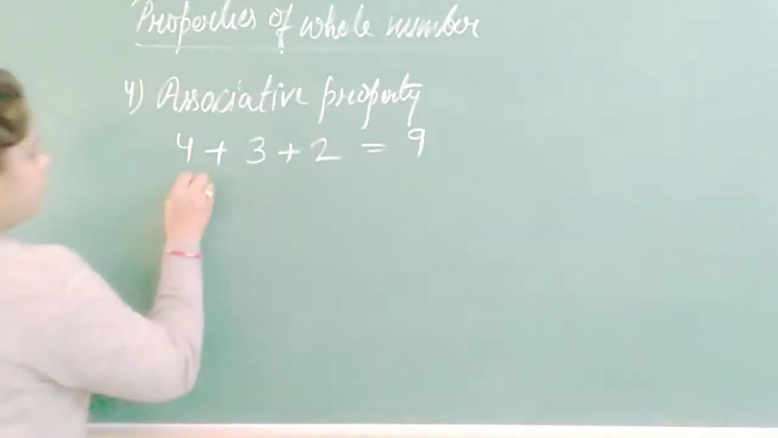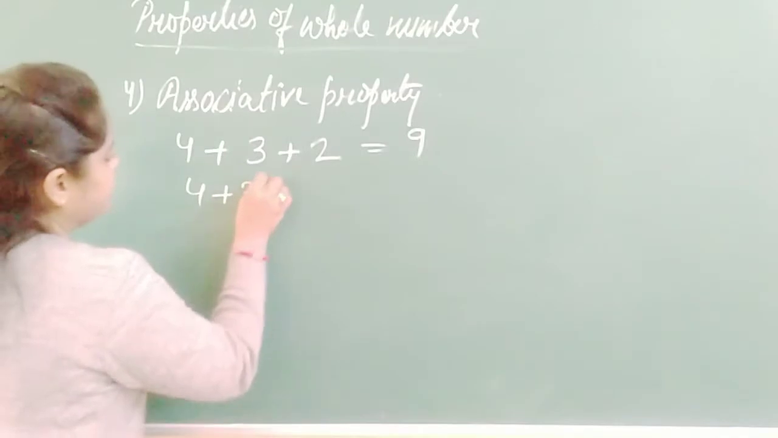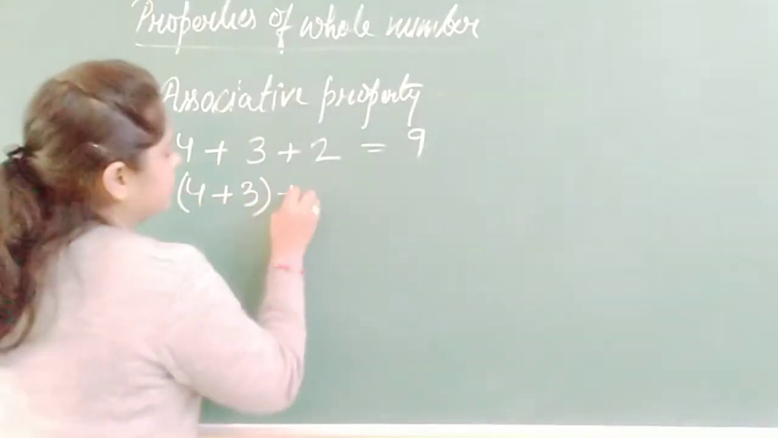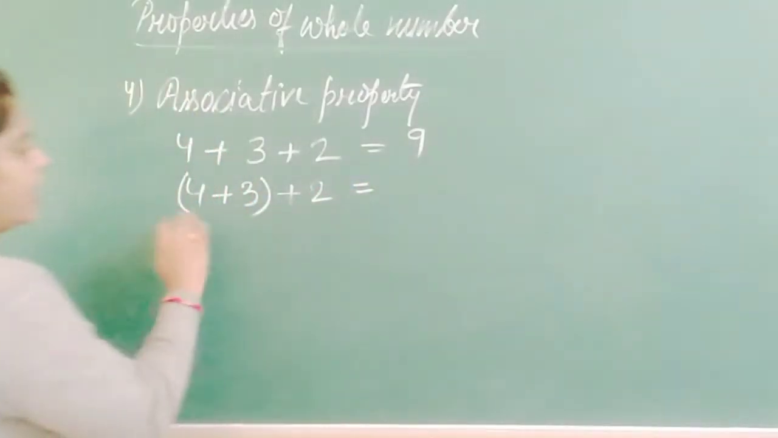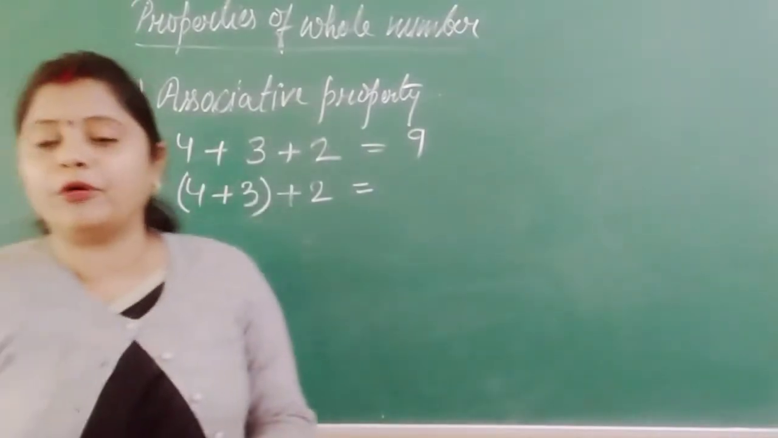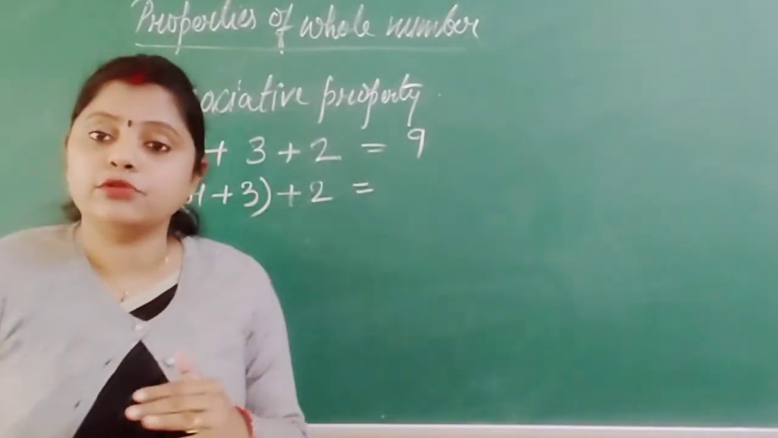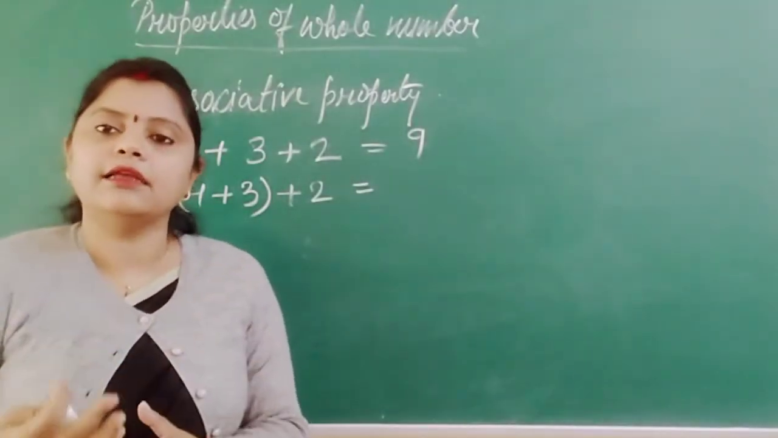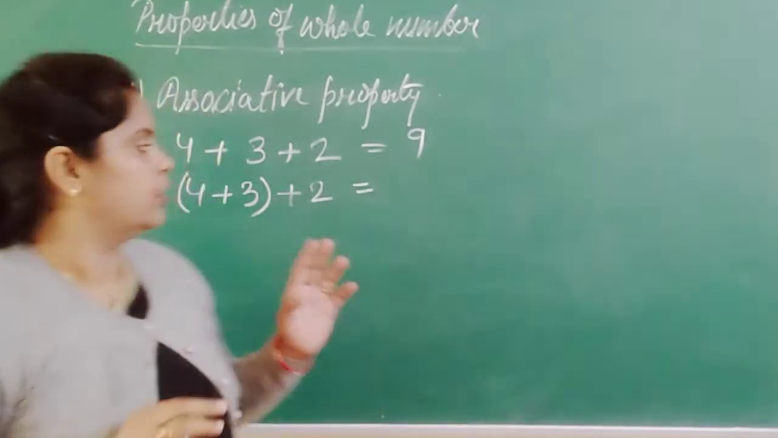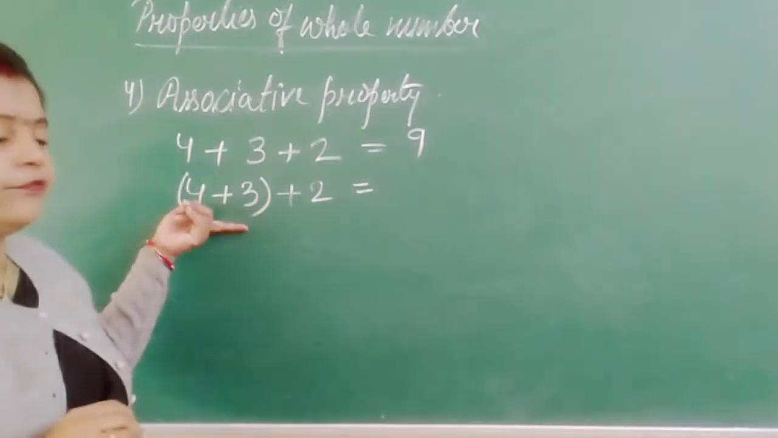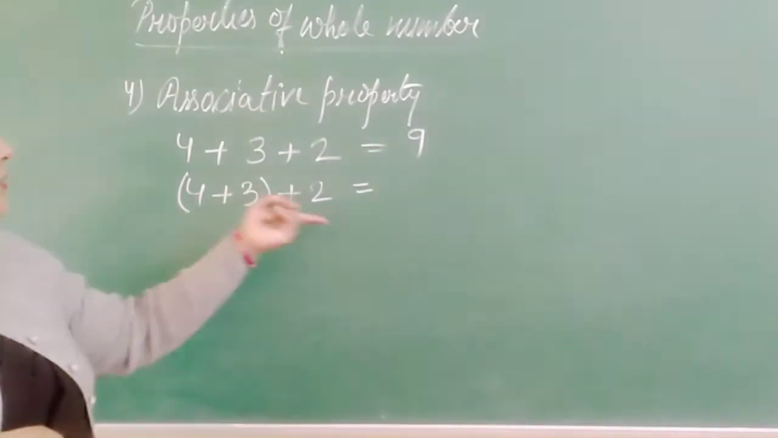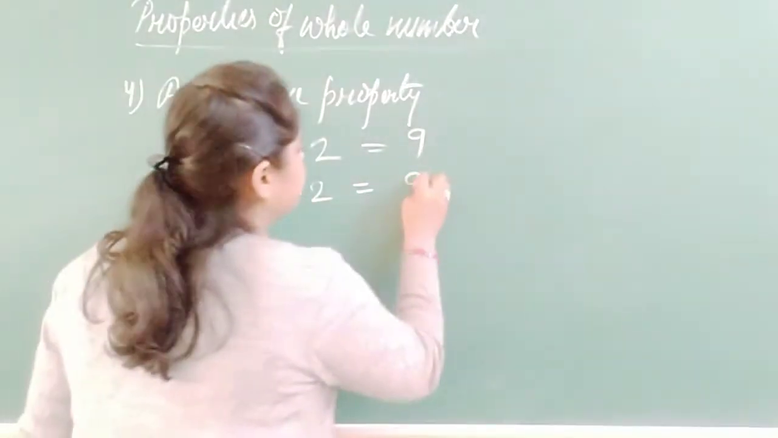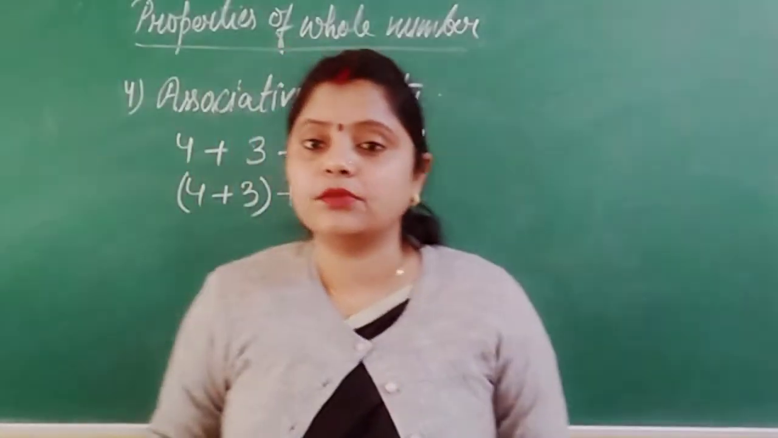Now let us group these things. See, 4 plus 3 in brackets, then plus 2. We know we have to follow the rule of BODMAS. That means first of all we have to solve the bracket and then the other things. So within the bracket it is written 4 plus 3. So 4 plus 3 is 7. 7 plus 2 is 9. So this is one thing.